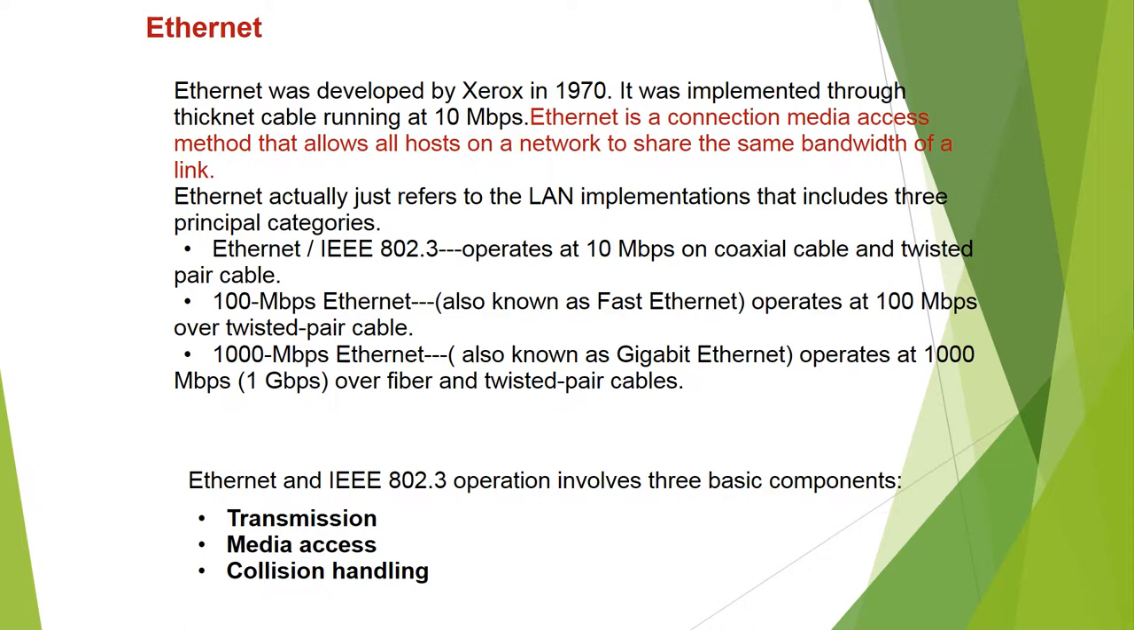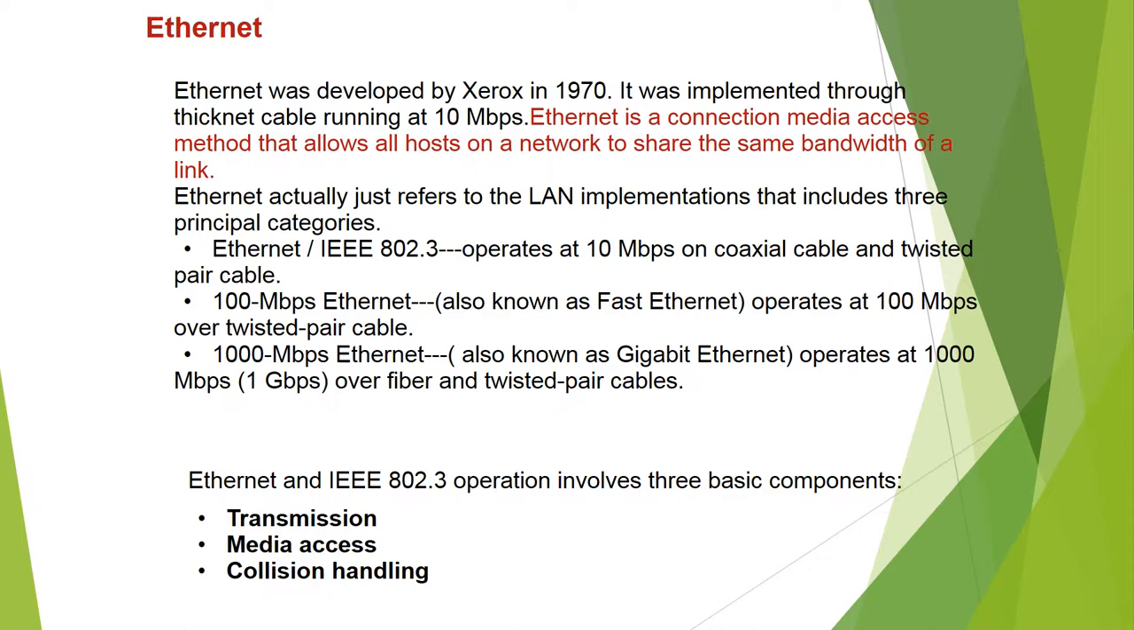Ethernet is defined by IEEE 802.3. IEEE means Institute of Electrical and Electronics Engineers. 802.3 is the standard. The simple Ethernet standard is IEEE 802.3, which I will explain in later lectures. It operates at 10 Mbps on coaxial cable and twisted pair cable. It means that its speed is 10 Mbps.